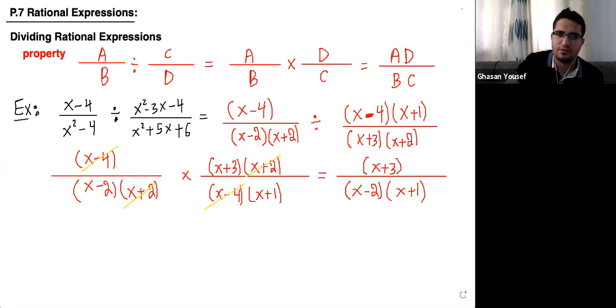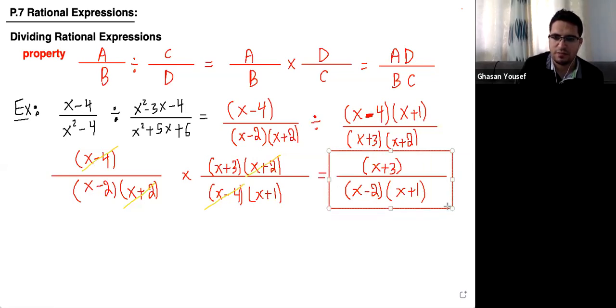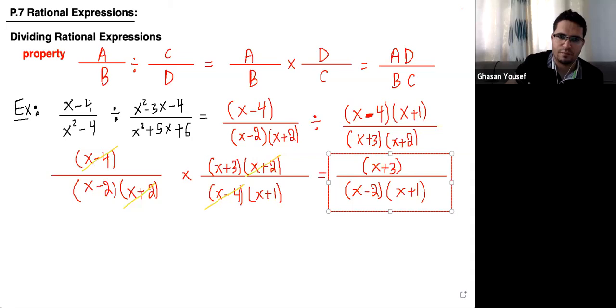So here you have to make sure you cancel whatever common factor between numerator and denominator after you change the sign from dividing to multiplication, and after you also flip this fraction. So you cannot cancel before you change the sign from dividing to multiplication. Any question for this example? Okay, so it's clear, easy.